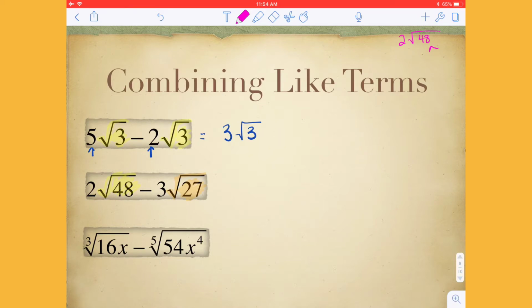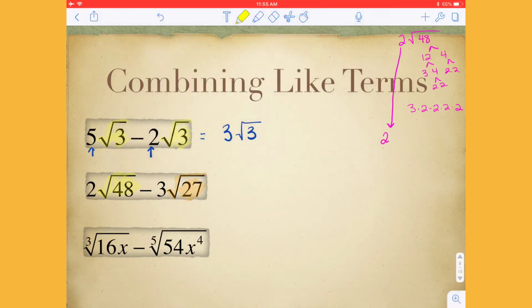So 48 breaks down into 12 and 4, and 12 breaks down into 3 and 4, and 4 breaks down into 2 and 2, and this 4 breaks down into 2 and 2. So I have 3 times 2 times 2 times 2 times 2. And in this case, there was already a 2 on the outside. So I'm going to draw an arrow to bring that down because it's already outside.